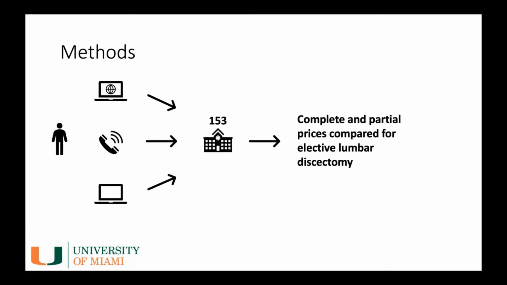Hospital representatives were contacted via telephone, hospital websites, and state transparency websites. A total of 153 hospitals were contacted via telephone calls under the guise of a patient requesting a self-pay price for elective lumbar discectomy. And then the same hospitals were researched for price comparison between those requested by phone and those listed on hospital websites. We ultimately grouped hospitals based on profit status and teaching status.